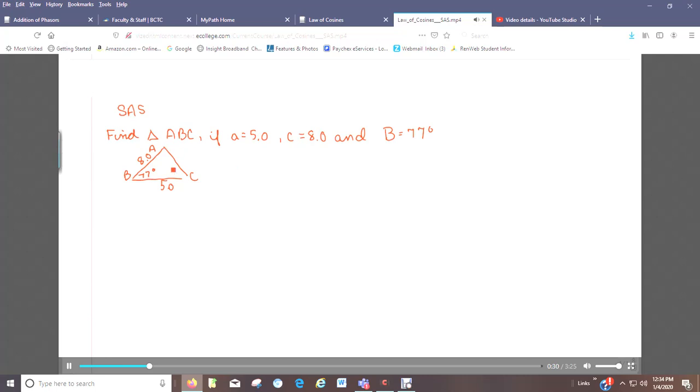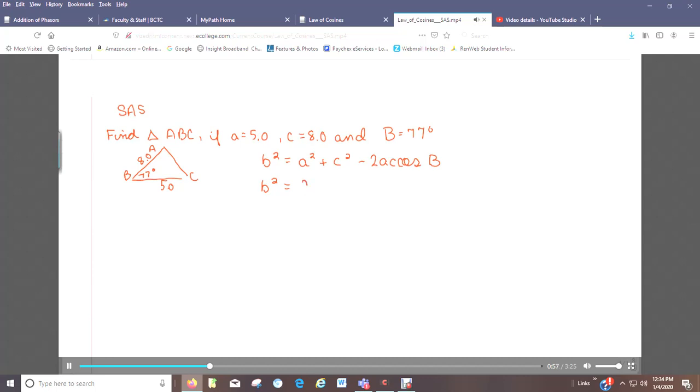Now, there are several laws of cosines. We want to use the one that has the opposite of our angle on the left-hand side. So we want our b squared on the left-hand side, which means we're going to use this formula. Alright, so let's fill in. We don't know what b squared is, but we know what everything on the right is.